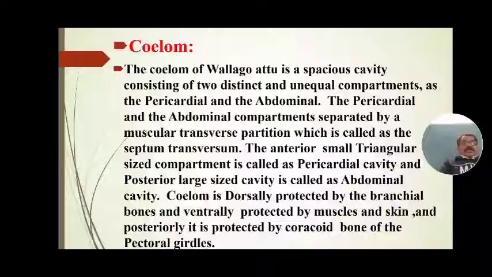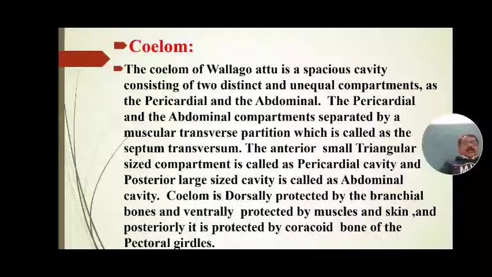The anterior small triangular chamber inside the body of Wallago attu is called the pericardial cavity, and the posterior large, irregular shaped compartment is called the abdominal cavity. These are the pericardial cavity and the abdominal cavity.